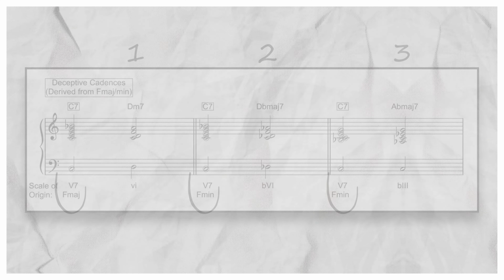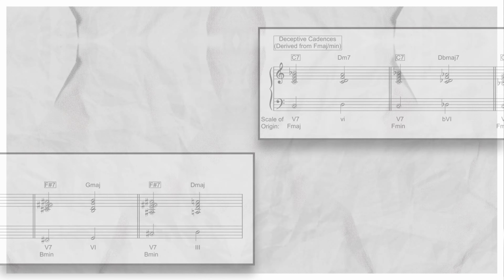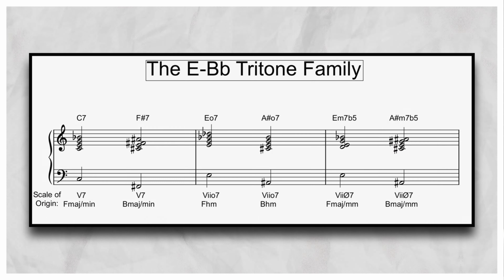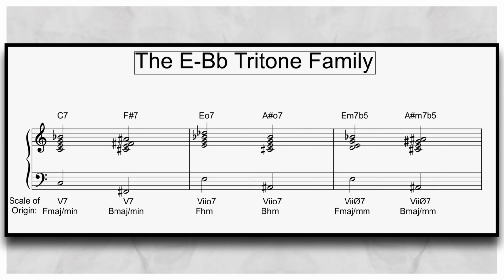In total, that gives us 6 potential deceptive cadences, 3 of them coming from scales built on F, and 3 of them coming from scales built on B, where each of the dominant sevenths that I just listed for those possible choices can be swapped for any other chord that belongs to the same tritone family.